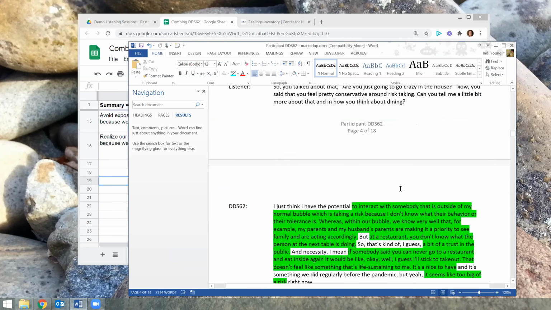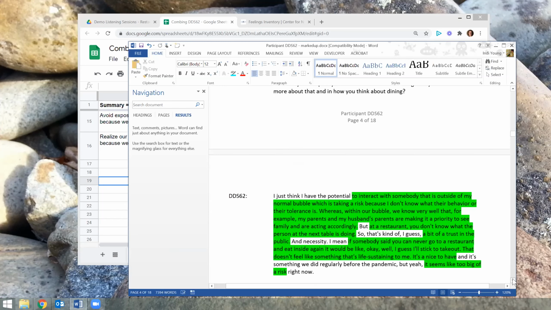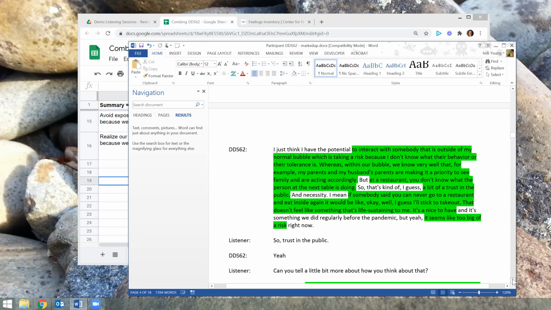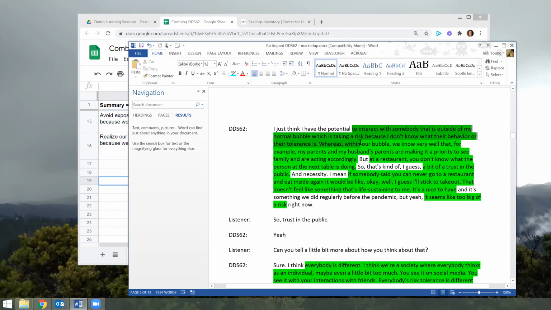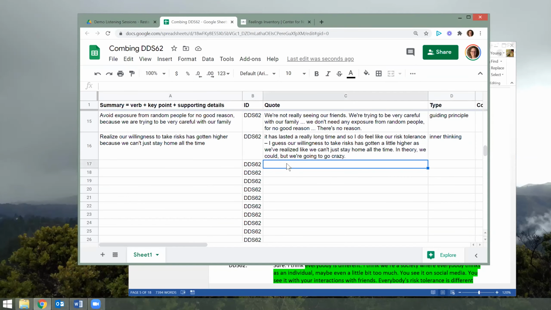Now back to this. What have we got next? And we are at least a quarter of the way through. And we were at only 16 rows, or 15 if you subtract the row in the top. Even 14 because there's one row in there that we haven't used yet. To interact with somebody outside of a normal bubble, don't know what their behavior or risk tolerance is. Okay, I'm taking that part. I think that goes with the last part of this paragraph.